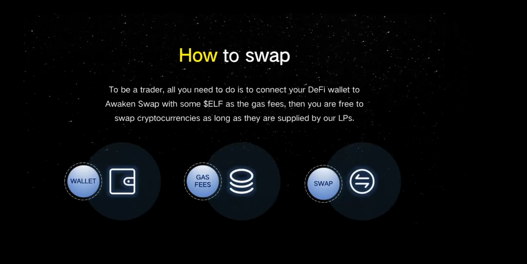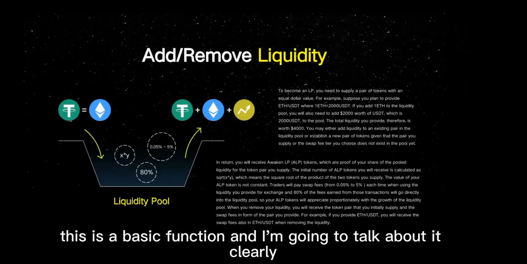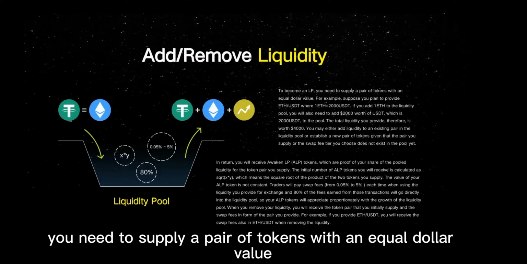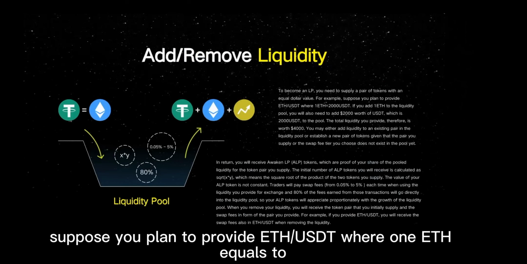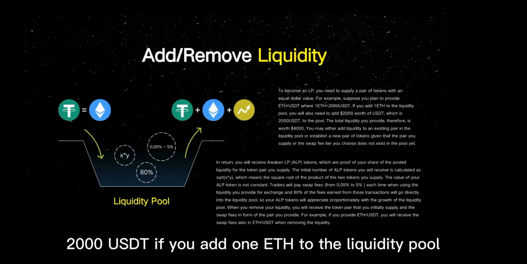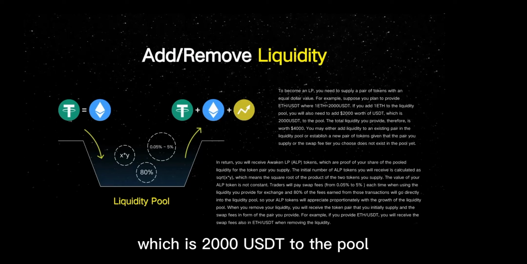And here we have how to add or remove liquidity. This is a basic function, and I'm going to talk about it clearly. To become an LP, you need to supply a pair of tokens with an equal dollar value. For example, suppose you plan to provide ETH to USDT, where 1 ETH equals 2000 USDT. If you add 1 ETH to the liquidity pool, you will also need to add $2,000 worth of USDT, which is 2000 USDT, to the pool.